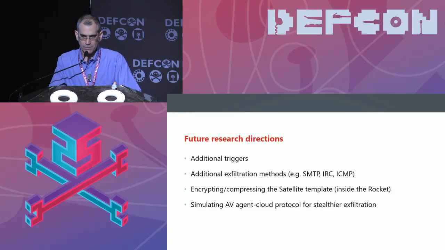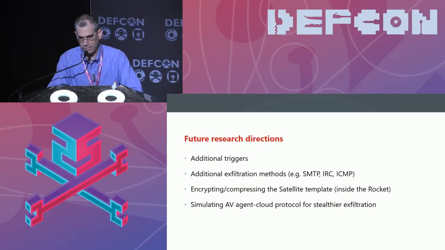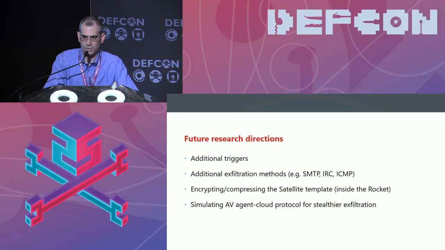And finally, a bit more radical idea would be to simulate the antivirus agent-to-cloud server protocol. This would allow the rocket, the main malware, to submit the satellite directly to the antivirus server instead of having to trigger the local antivirus agent. And this, in turn, first relieves us from the need to trigger the antivirus agent, but even more importantly, can result in less conspicuous or less obvious trails that something fishy is going on. There probably won't be any pop-ups like the ones we captured a few slides ago, and maybe even fewer logs, or maybe with some tampering and some sophistication, almost no logs at all from this submission, and so it's more evasive.